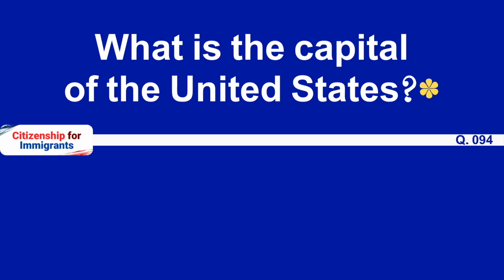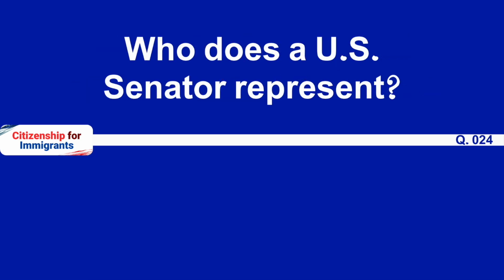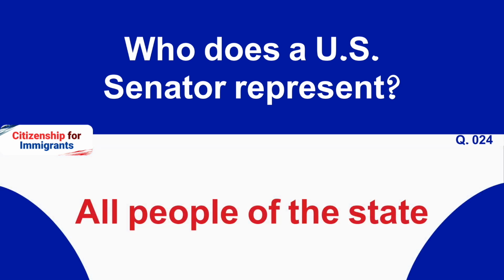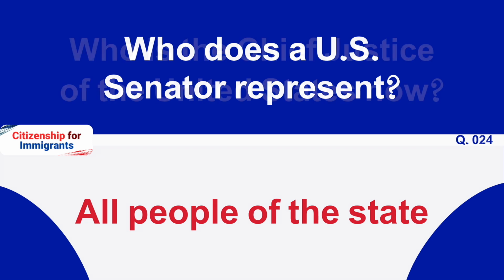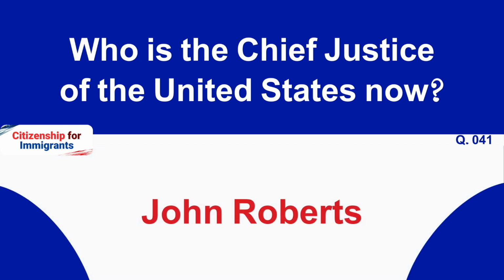What is the capital of the United States? Washington, D.C. Who does a U.S. Senator represent? All people of the state. Who is the Chief Justice of the United States now? John Roberts.